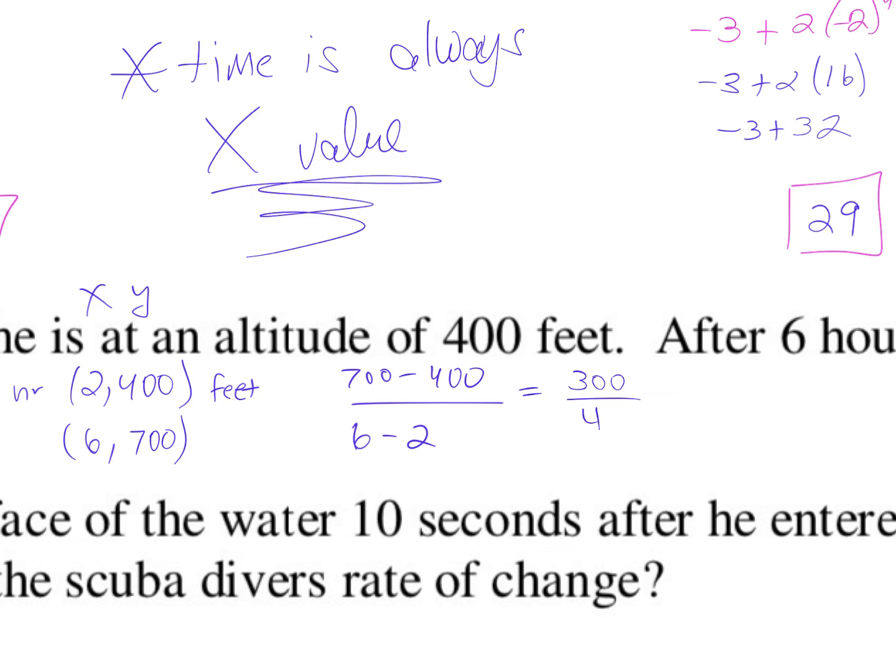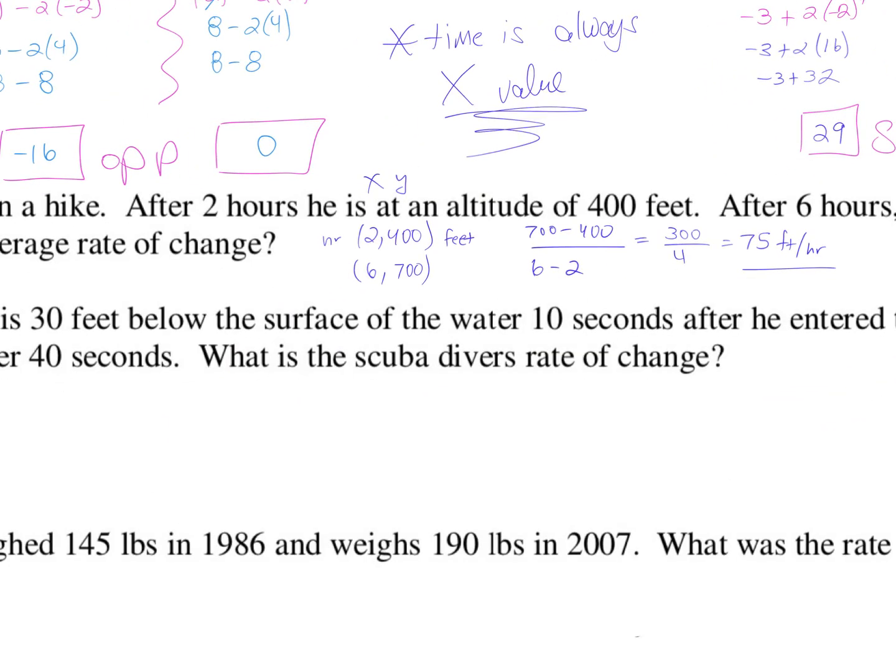Can we break 300 up into 4 pieces? Yeah, what is it? 75. And this is a word problem. That means I have to have a unit with my answer. What's on top? Feet or hours? 75 feet per hour. Good. Whatever's with the Y goes on top. Whatever's with the X goes on the bottom. That's good. All right, let's look at the next one.